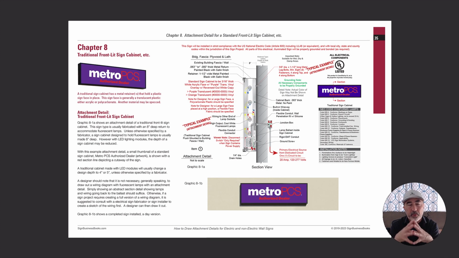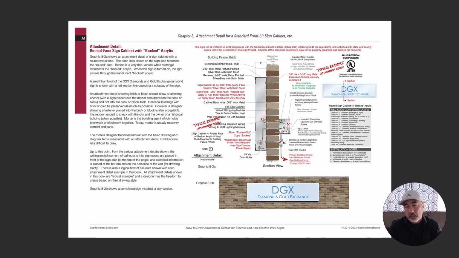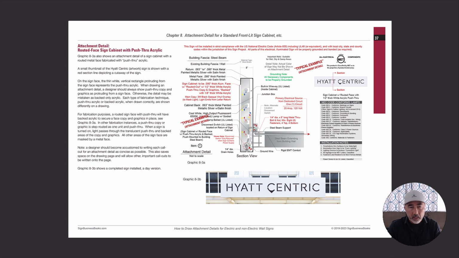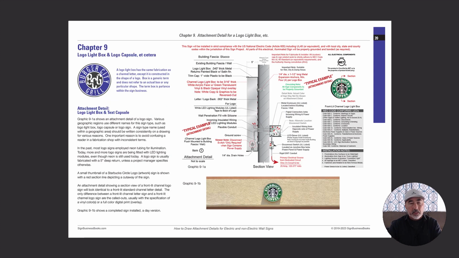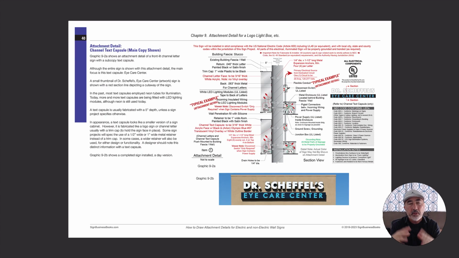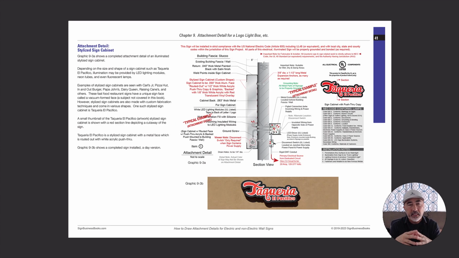Chapter 8 will cover 3 examples: a traditional front-lit cabinet with a plastic face, very common; an aluminum sign cabinet with a rounded face with backed acrylic, very common; and an aluminum sign cabinet with a rounded face with push-through acrylic, very common. Chapter 9 will cover 3 examples: a logo light box, very common; a text capsule, very common; and a stylized sign cabinet, not so common but really cool to design.